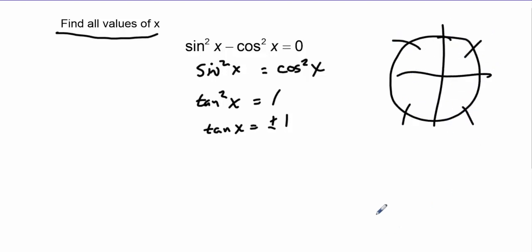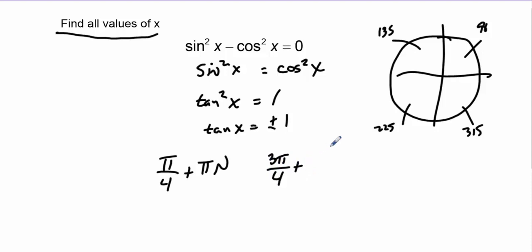And I want to know everywhere that tangent is equal to plus or minus 1. Well, it's equal in these 4 places, which are all odd multiples of pi over 4. But I can also say this: if I know these are 45, 135, 225, and 315 degrees, each pair of these has a relationship that is 180 degrees apart. So what I could do is say I've got pi over 4 plus pi n, and then 3 pi over 4 plus pi n again, and then I have all multiples here.